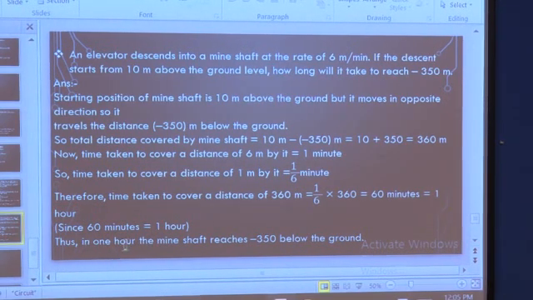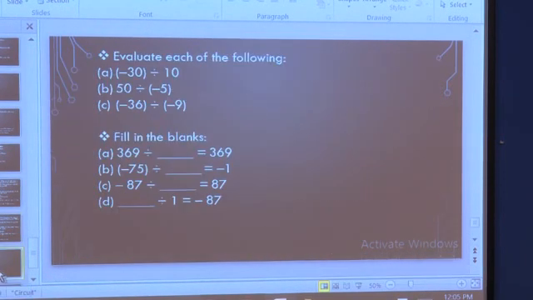Since 60 minutes is equal to 1 hour, in 1 hour the mine shaft reaches minus 350 below the ground. So I think everyone understood that we are using only the operations of addition and subtraction to find the answer. It is a simple conversion. Please try this sum once again.